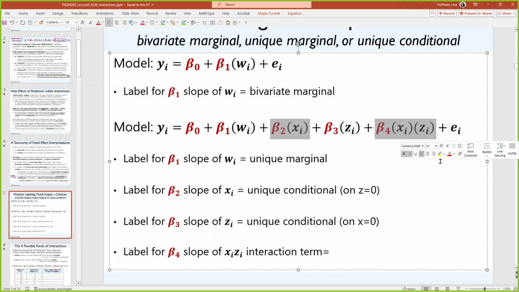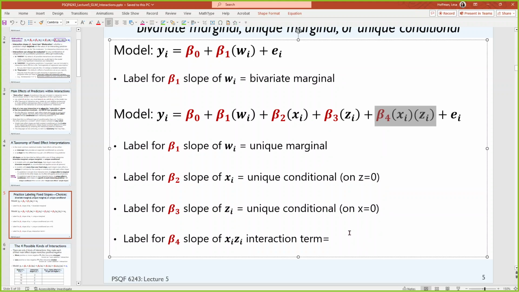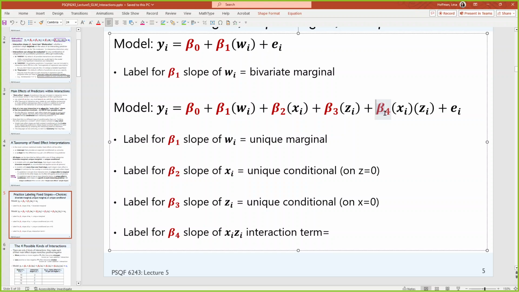Believe it or not. So then the other one works the same way. Beta 3 is the slope of Z exclusively only if this goes away, which would happen if X is 0 instead. So these are both unique conditional. Last one, the interaction term, beta 4. That is a fixed slope for the multiplicative combination of X and Z.